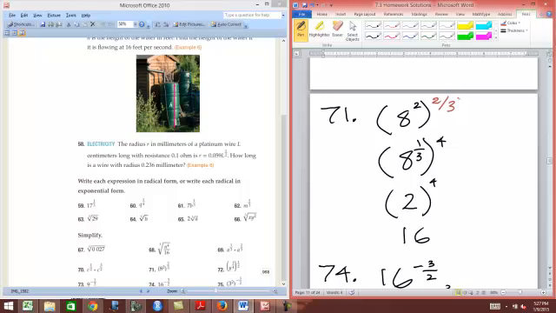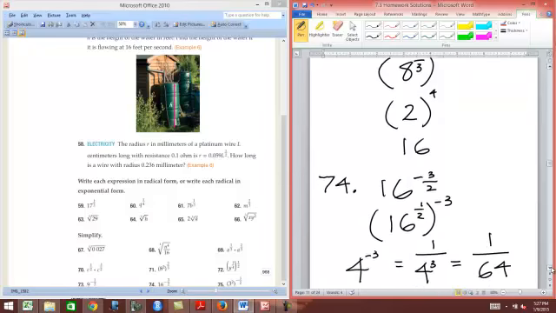I'm going to put the root inside the parenthesis, which I can do because it's a multiplication operation. I can move the factors around: a times b equals b times a. So we get 8 to the 1/3 to the 4th power, because I don't want to square 8 squared. 8 to the 1/3 is 2. 2 to the 4th is 16.